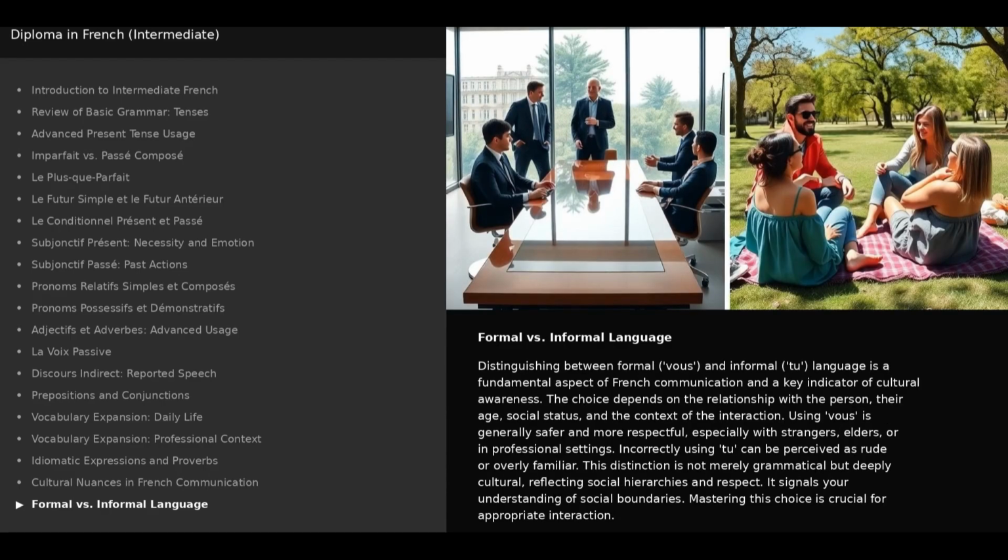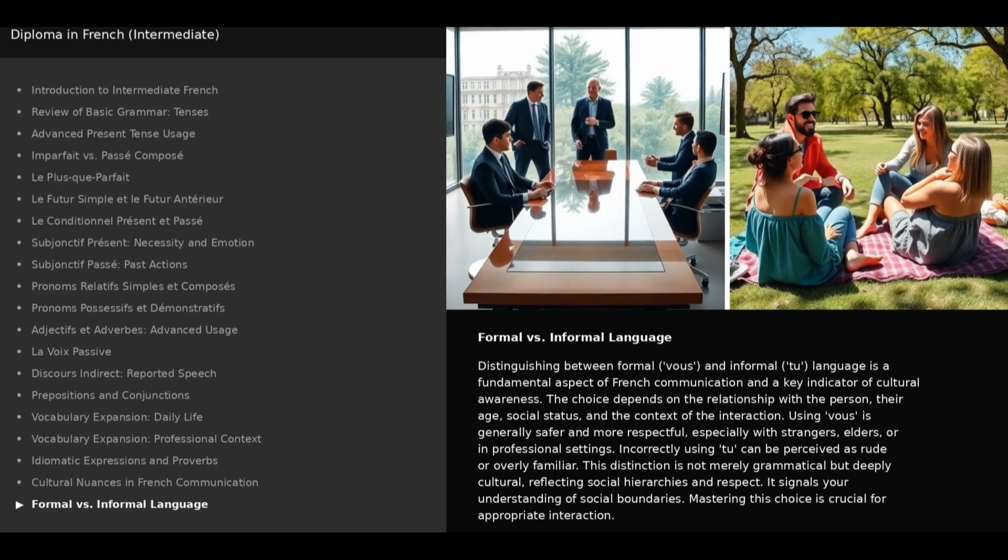Formal versus informal language. Distinguishing between formal, vous, and informal, tu, language is a fundamental aspect of French communication and a key indicator of cultural awareness. The choice depends on the relationship with the person, their age, social status, and the context of the interaction. Using vous is generally safer and more respectful, especially with strangers, elders, or in professional settings.